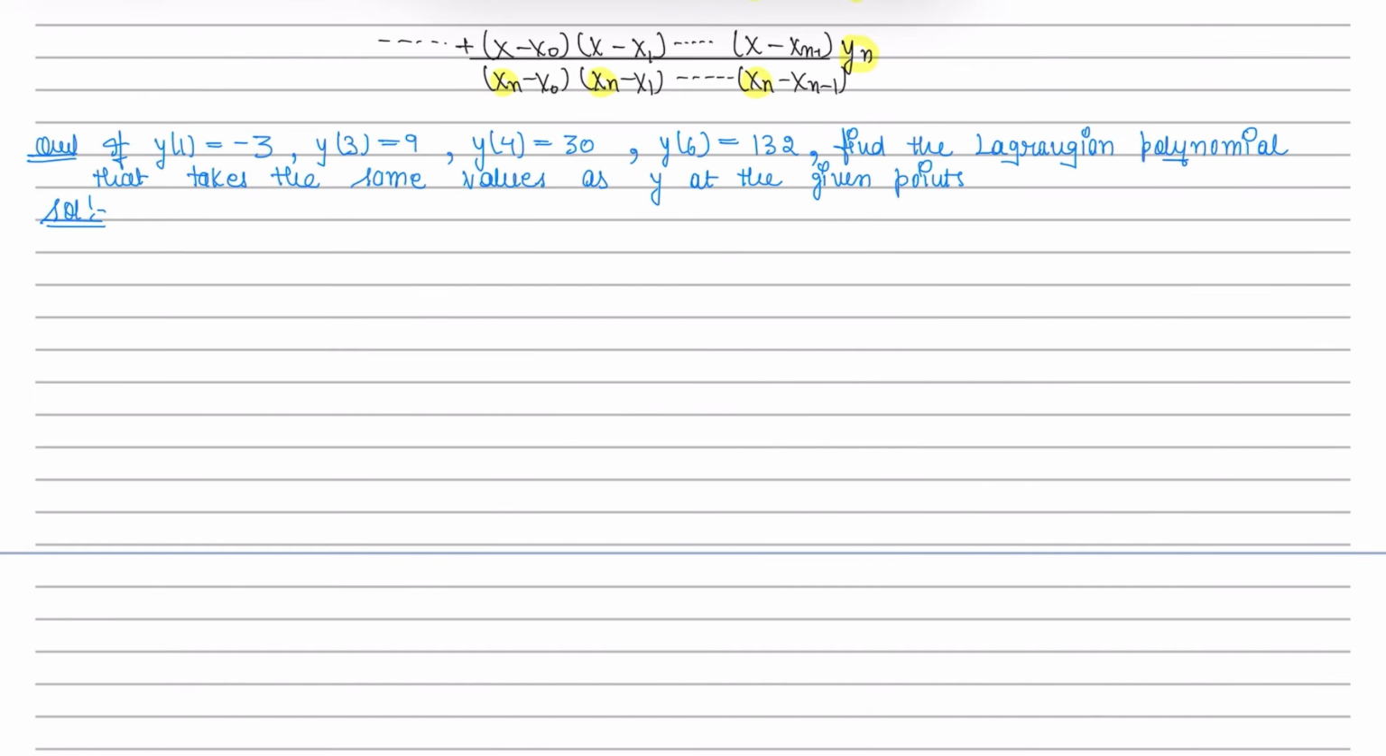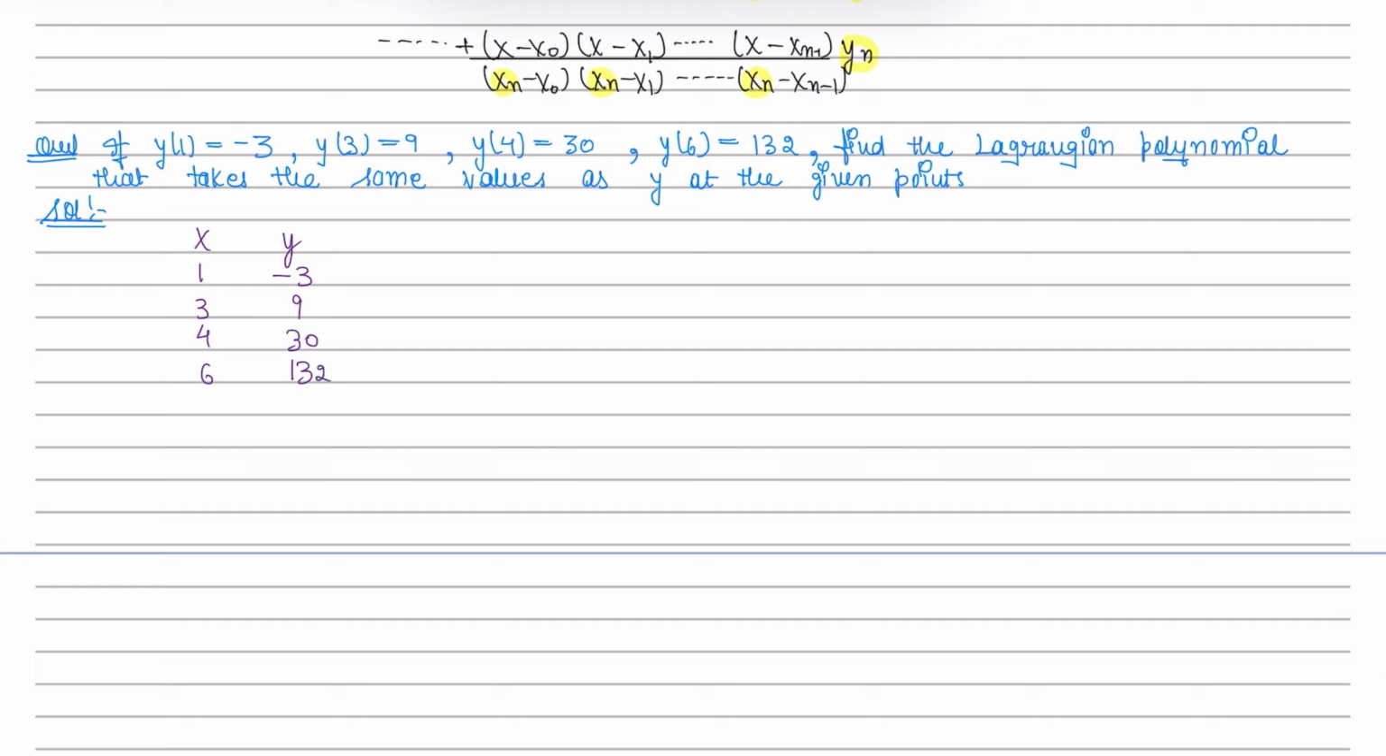We are given 4 points and their corresponding y values, and we can notice that the values of x are not equidistant. Let us write it in the form of a table first, where the values of x are 1, 3, 4 and 6. The corresponding y values are minus 3, 9, 30 and 132.